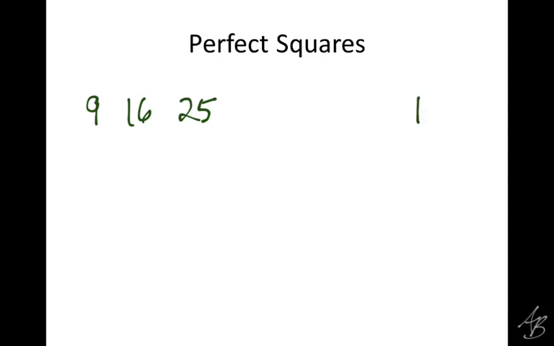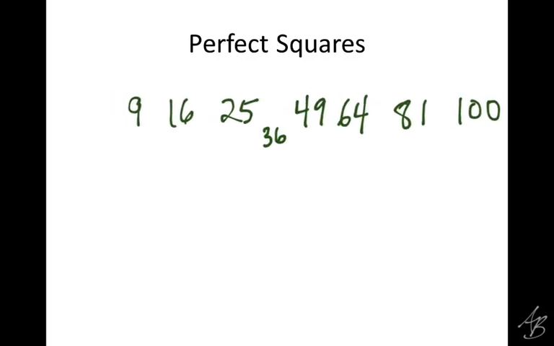100 is one. What's another one? 81. 64 is one. What's another one? 49. 36, I need to squeeze that in there. What's another one? 4 is one, yeah. So 4 is a perfect square. What's another one? 1. 1 is a perfect square because 1 is 1 times 1, right?